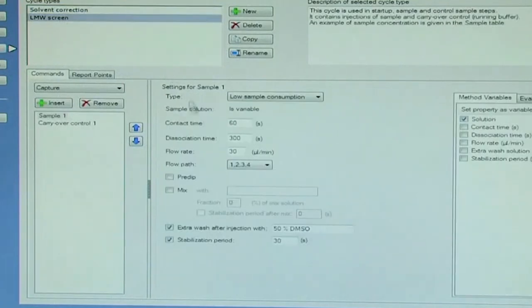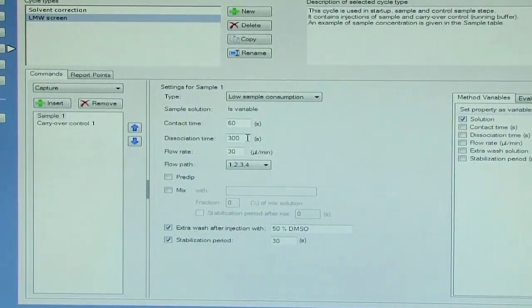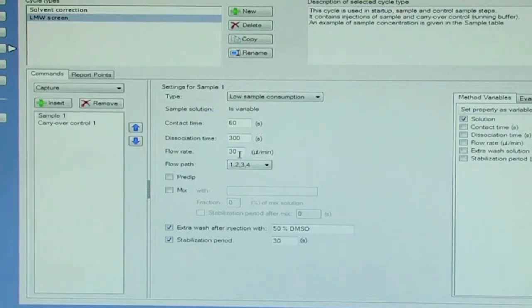In the low molecular weight screen mode, we have a contact time of 60 seconds, dissociation time of 300 seconds, flow rate of 30 microliters per minute, and the molecules were flown on channels 1, 2, 3 and 4 with an extra wash with 50% DMSO to prevent carryover effects. Stabilization time was 30 seconds.